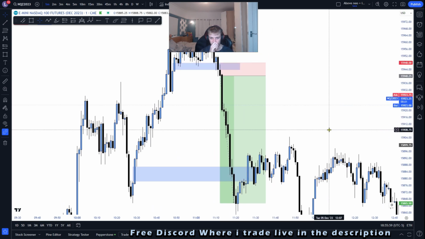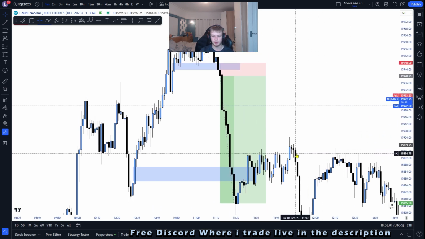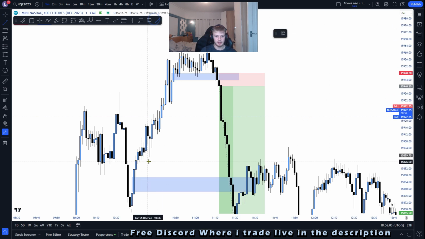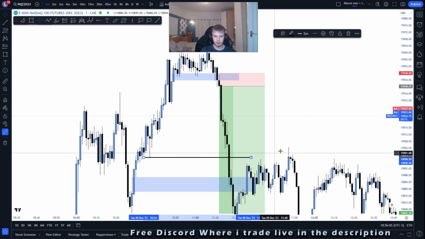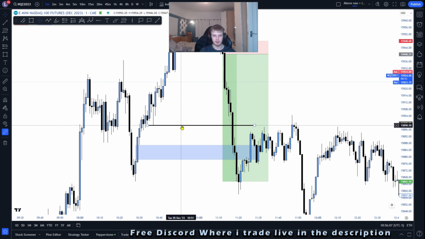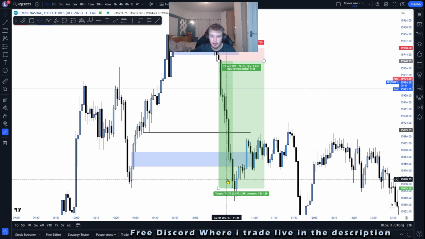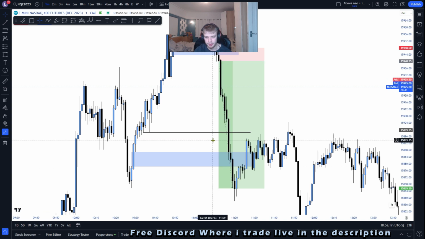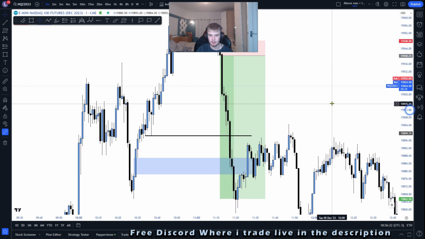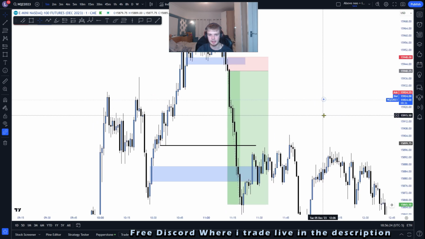So I normally always target the sell side liquidity, and we also had equal lows right here. So this was initially my main target anyway, just because equal lows and equal highs are an extremely nice draw to have on as a target, because they are an extremely strong magnet.